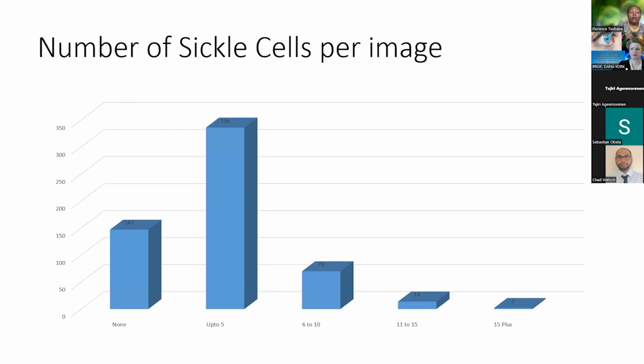Then in terms of the number of sickle cells per image in the data set, as you can see in this chart, the majority have up to 5 sickle cells in the image, followed by none, and followed by 6 to 10. Of course, we have very few which had 15 plus. Actually, we had only 2 images where we saw 15 sickle cells plus.